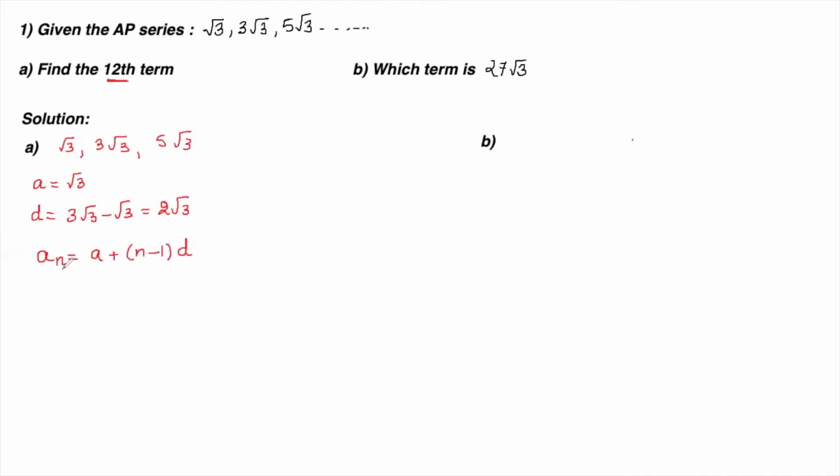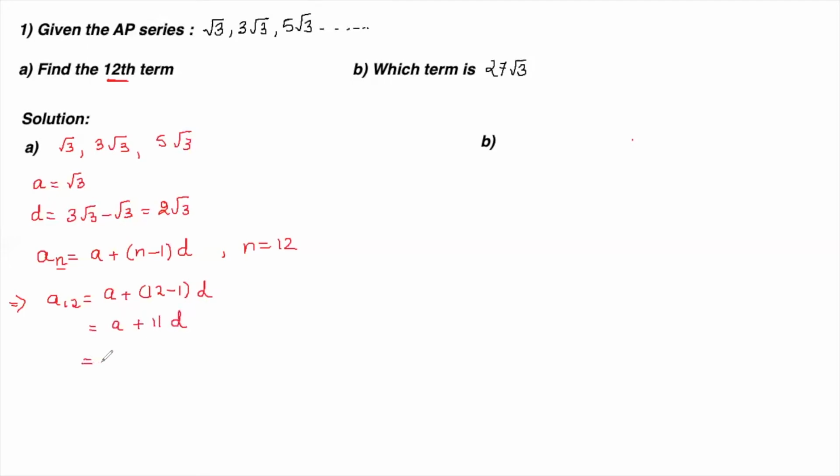Right? Now here n is equal to 12. Okay, n is equal to 12, right? So our formula changes to the 12th term is equal to a plus (12 minus 1) into d, that is equal to a plus 11d, right?